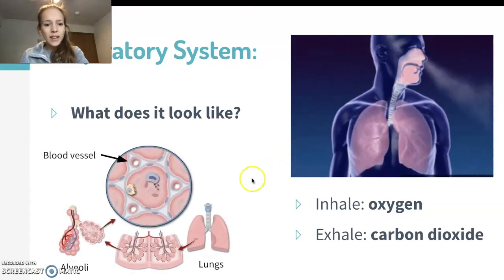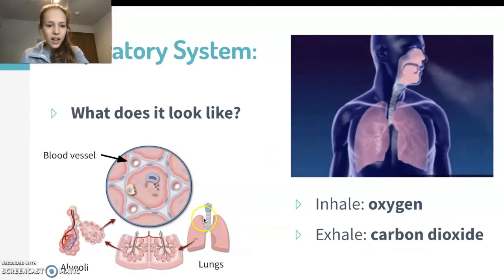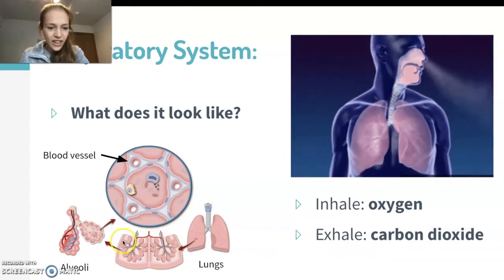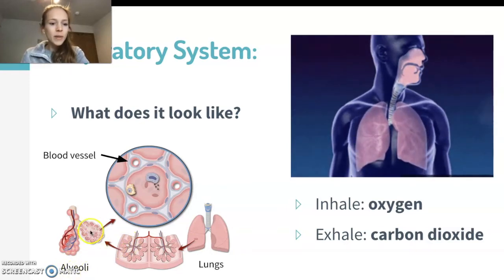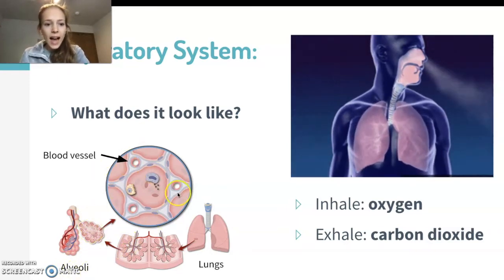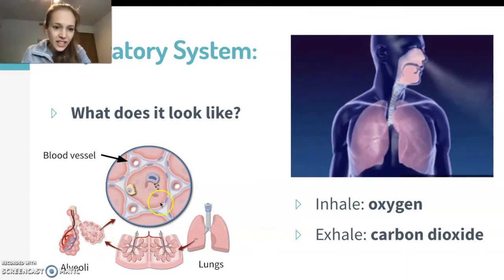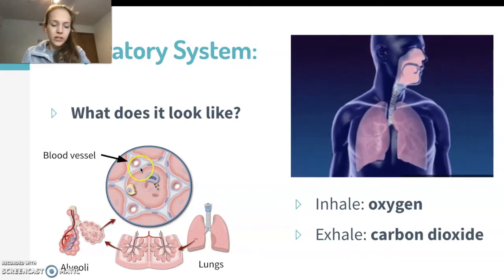But if we zoom in a little bit, we can see here's the lungs, but they're made up of these tissues that contain these tiny little air sacs called alveoli. Now, if I zoom in even more, I can look and see how alveoli, which kind of look like raspberries if you ask me, they're made of these tiny little sacs that are next to blood vessels.